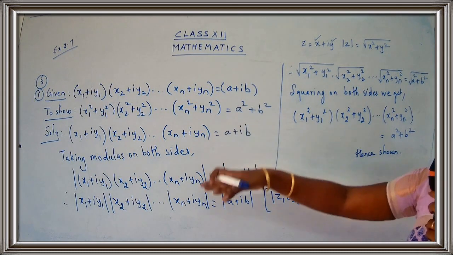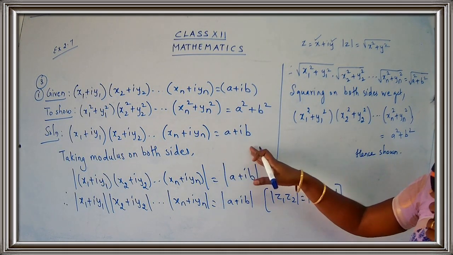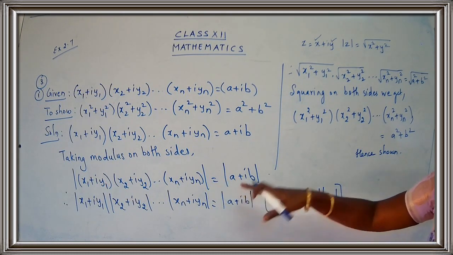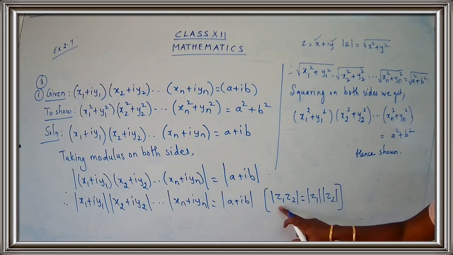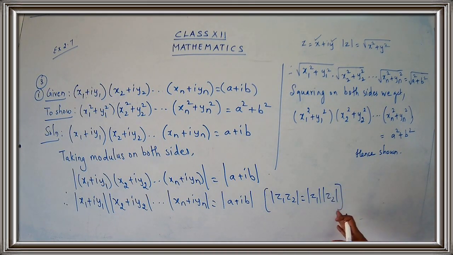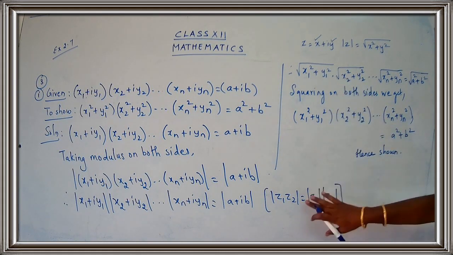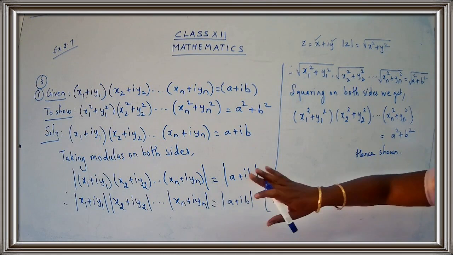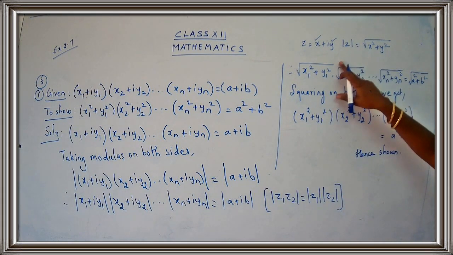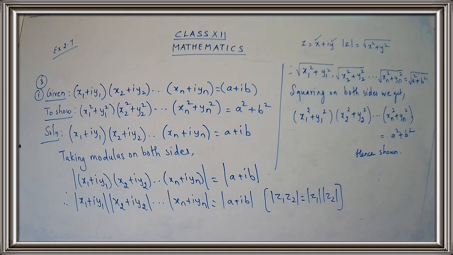What did we do? We took modulus on both the sides. And once you take the modulus, you apply the property for modulus. What is the property we are applying over here? Modulus of z1 into z2 will be, you can separate the modulus for both the complex numbers. So you get modulus z1 separately and modulus z2 separately. You have to apply the property, and after applying the property, you are going to use the formula for modulus. What is the formula for modulus? Square root of x square plus y square. So apply the formula. Once you apply the formula, you get this step.